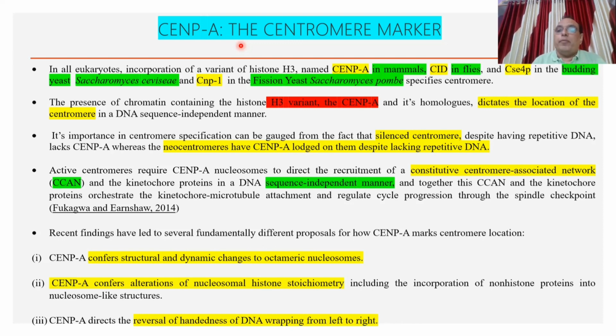So the octamer is made up of 2 molecules each of H2A, H2B, H3, and H4. So this is in the normal case. But here in the centromere, there is a difference.